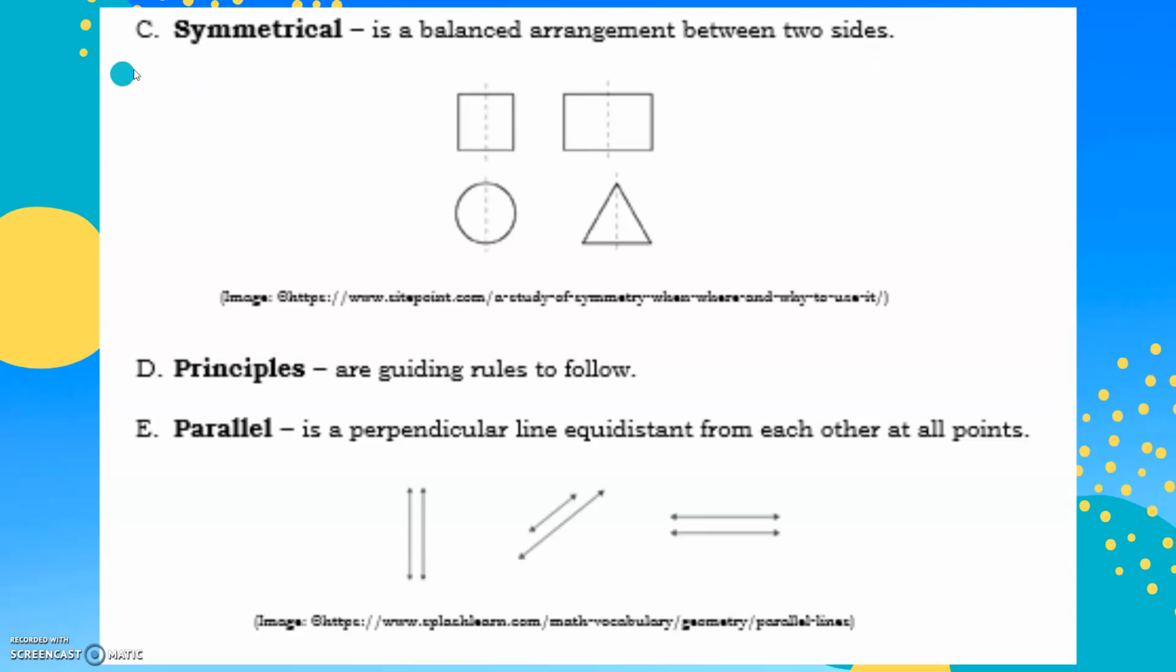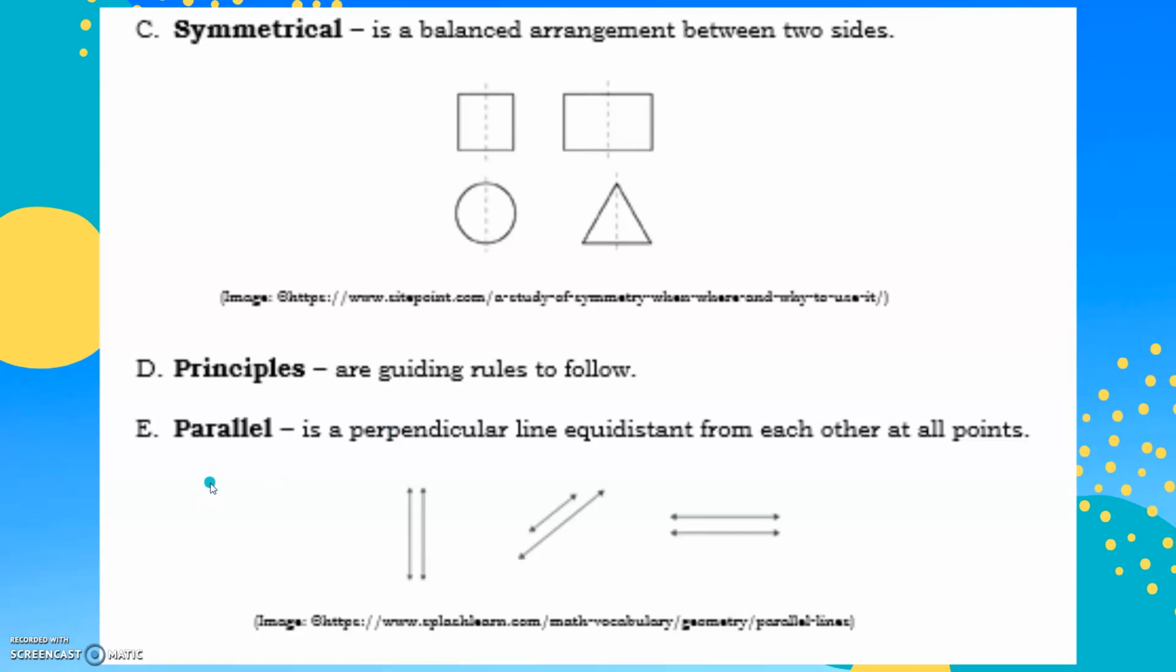Now, the opposite of symmetrical, we have the asymmetrical. Next, we have the principle, our guiding rules to follow. Like in our school, we have the different rules to follow. You need to submit your written works and your performance in time.